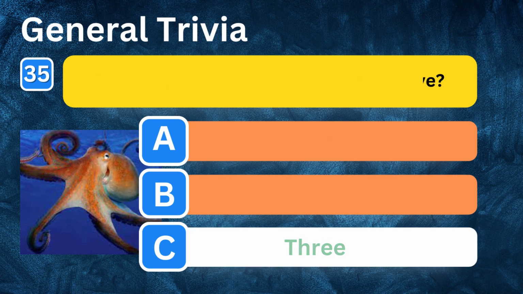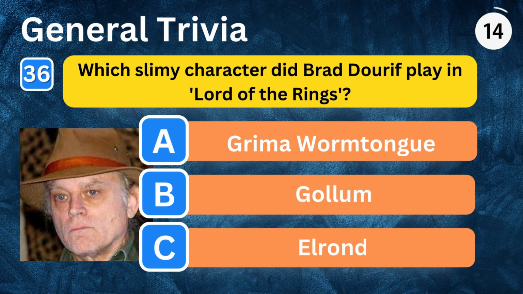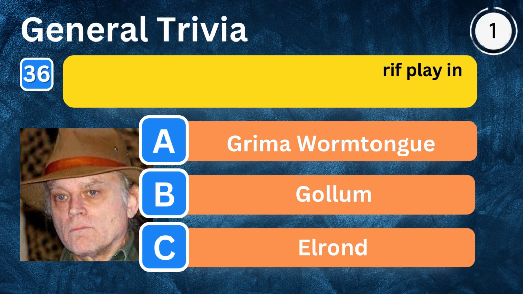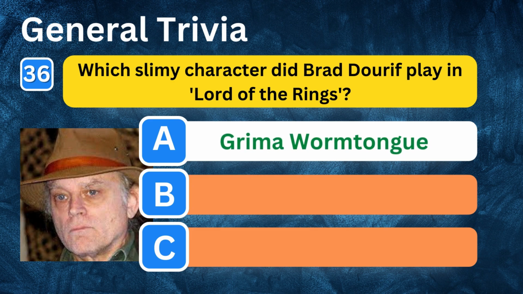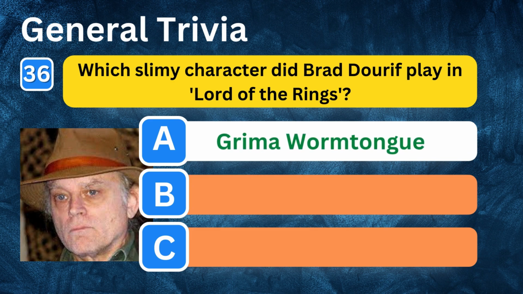Question number 36. Which slimy character did Brad Dourif play in Lord of the Rings? Was it Grima Wormtongue? Was it Gollum? Or was it Elrond? And the answer was Grima Wormtongue.